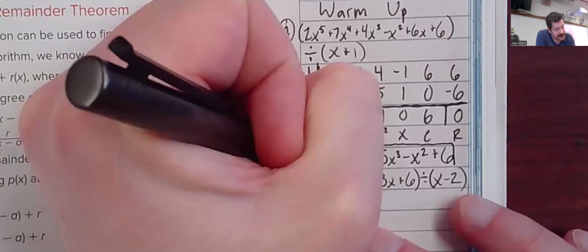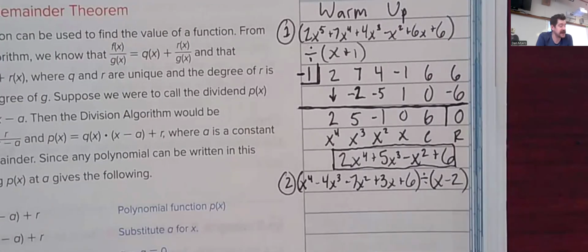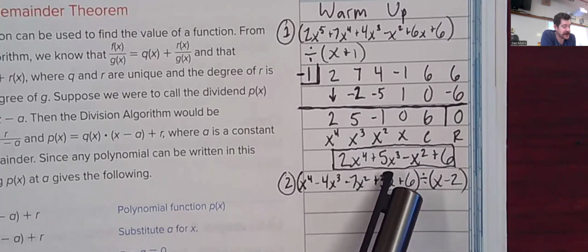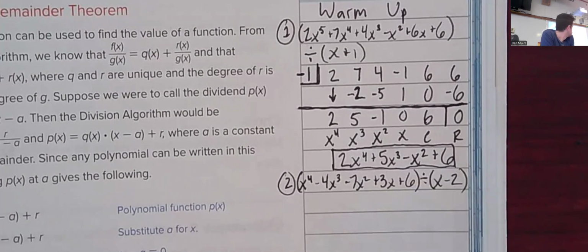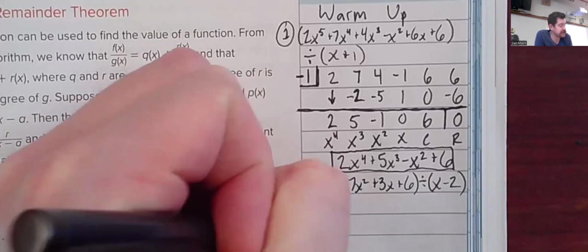So if you take 2x to the 5th plus 7x to the 4th plus 4x cubed minus x squared plus 6x plus 6, and you divide it by x plus 1, you end up with 2x to the power of 4 plus 5x cubed minus x squared plus 6. That will be our answer. All right. Let's go and do the next one then. So we're going to have our box. Upper left. What number goes in this one?